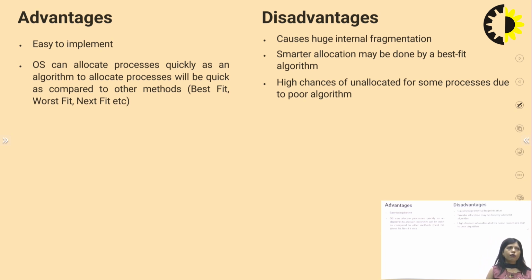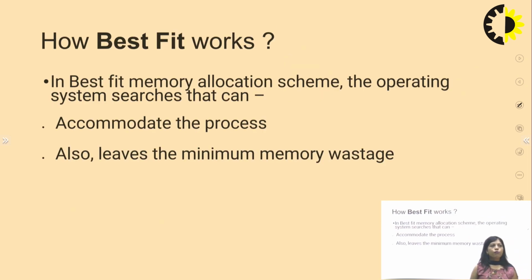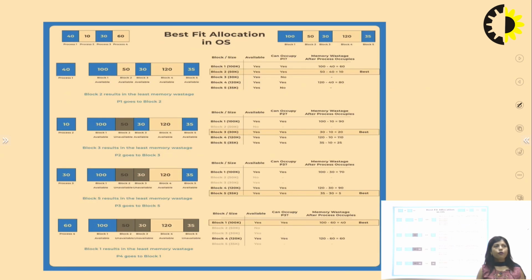Advantage: it is easy to implement, and the OS can allocate processes quickly. Disadvantage: it causes huge internal fragmentation because more memory is wasted, as it checks only for the first fit in first-index order. Next is best fit. How does best fit work? It accommodates the process while leaving the minimum memory wastage. In best fit memory allocation, we check for the best location or best index.